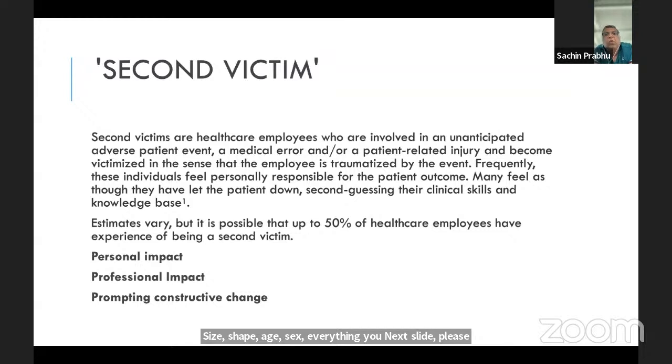A second victim. Bhakti wanted me to talk a little bit about the second victim. We have all been a second victim in our careers, and I'm sure however short your career is, you would have felt at some stage completely overwhelmed by a critical incident that you were involved in. There's some evidence that up to 50% of healthcare employees have had the experience of being a second victim. I've found a definition which says they are involved in an adverse patient event, a medical error, or patient-related injury. They become victimized in the sense that the employee is traumatized by the event. Frequently, these individuals feel personally responsible, and I'm sure you've been there. I've definitely been there n number of times.